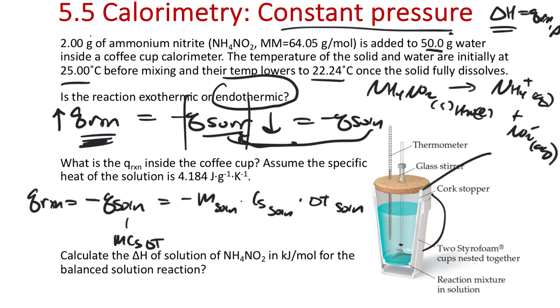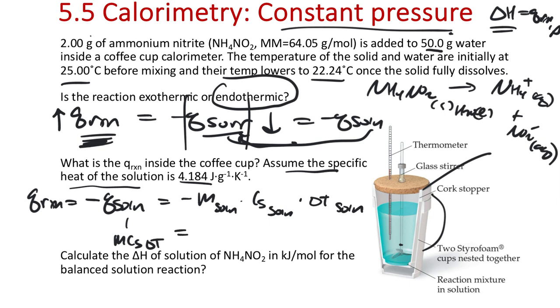Now, we're often told to assume the specific heat of the solution is 4.184 joules per gram Kelvin, basically that of water. The solution is 2 grams ammonium nitrate, the ions of that compound, and 50 grams of water. So we're like 96% water, something like that. We're mostly water, not totally water, so this is an assumption that's not going to be 100% accurate, but it's the way we're going to look at most problems. Most problems involve a relatively dilute solution, so the specific heat of the solution can be assumed to be that of water.